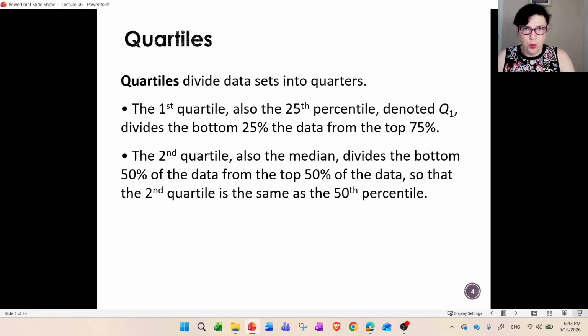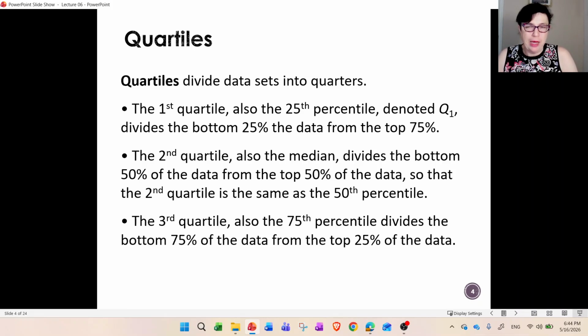The second quartile, which is actually also the median, so now the median has another name, it's also second quartile, and it even has a third name, which is the 50th percentile. Well, that divides the data into 50% below, 50% above. And you probably already guessed what is the third quartile, or Q3. That one divides the data into, again, 75% this time below and 25% above, and it's denoted by Q3.